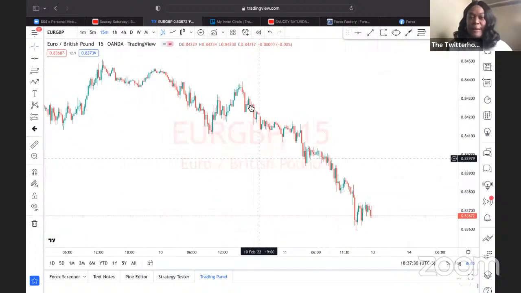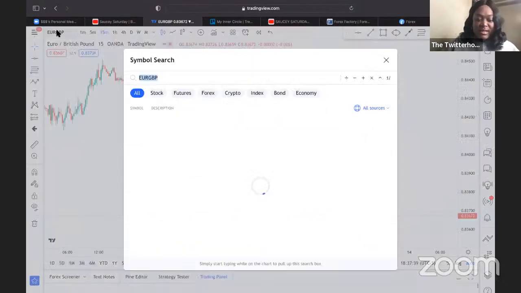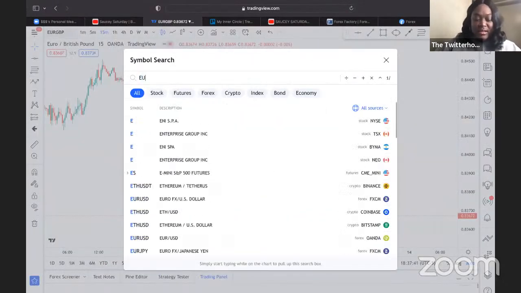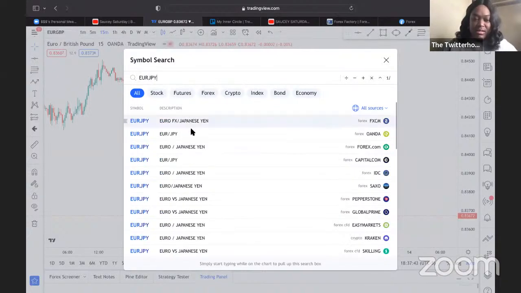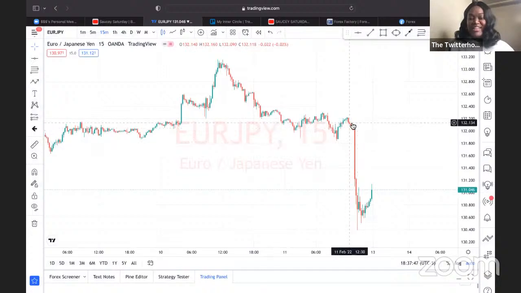All right. What had we seen? Euro JPY. I know there's no movement, but let's take a look and see if we can see that. Ooh, that's crazy right there.